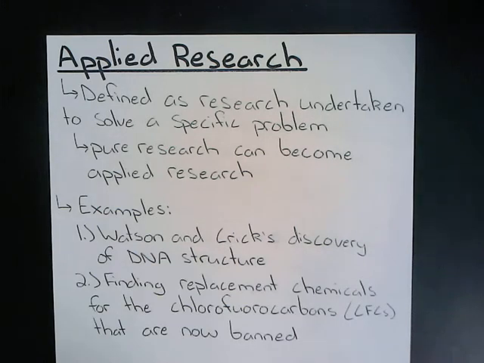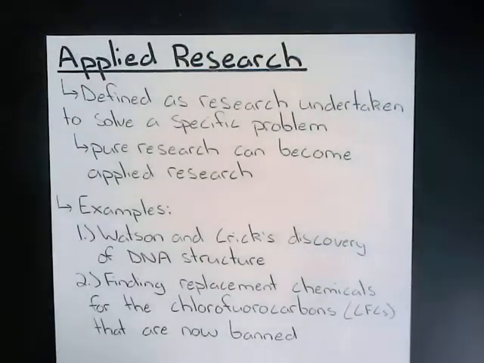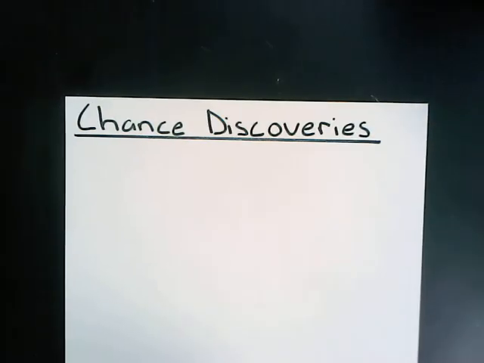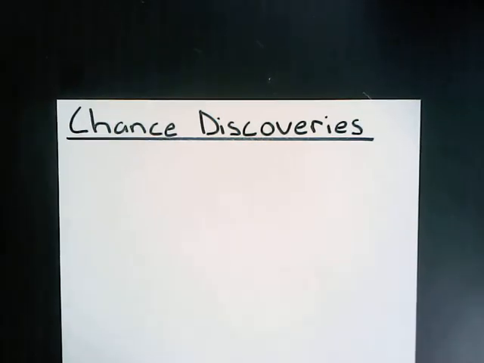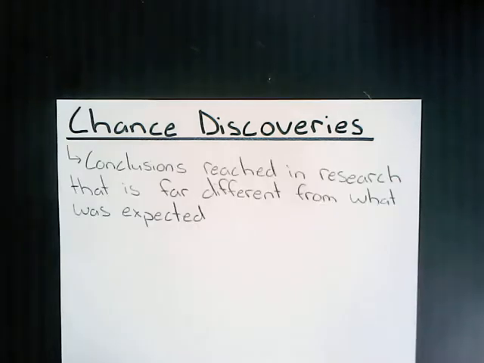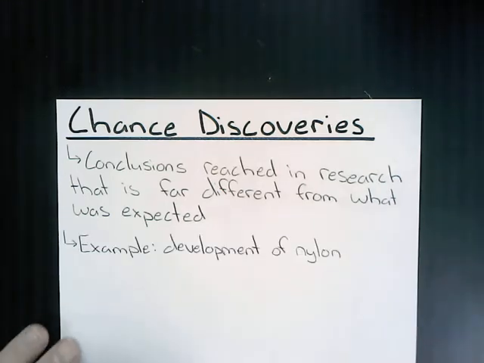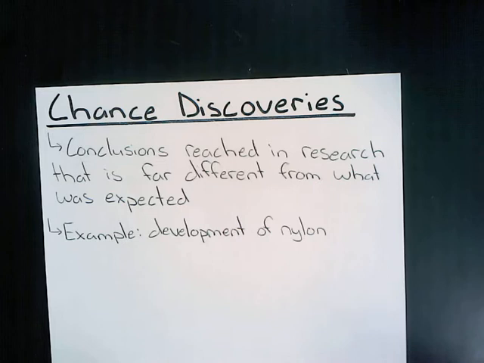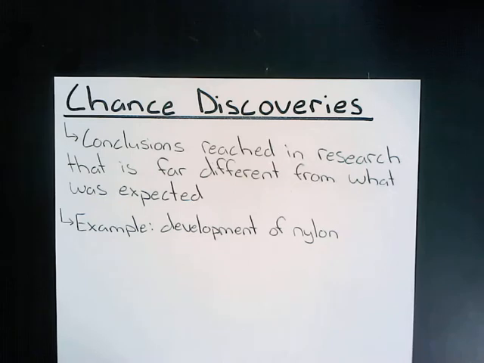What we also need to talk about as we talk about the different types of research are things we know as chance discoveries. Chance discoveries are conclusions reached in research that are far different from what is expected. A good example of this was the development of nylon. Nylon was discovered when a hot glass rod was dipped in a mixture of solutions, and it unexpectedly pulled out those long fibers we eventually called nylon.